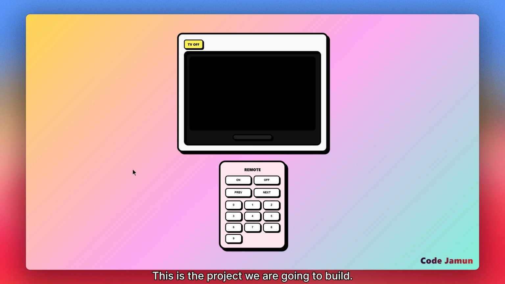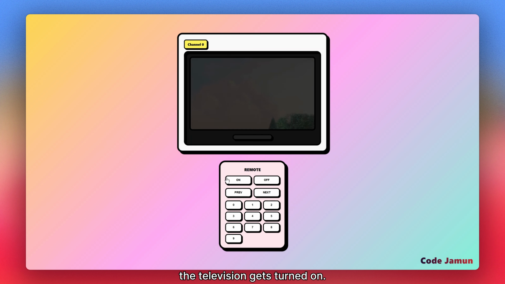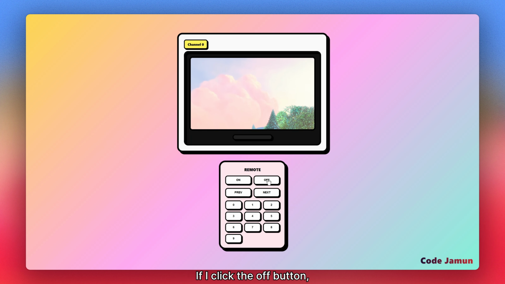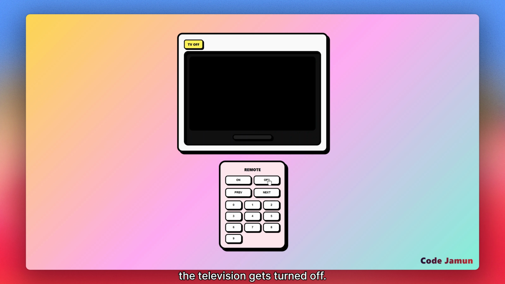This is the project we are going to build now. You can see there is a television over here and there is a remote control. If I click the on button, the television gets turned on. If I click the off button, the television gets turned off. I cannot select a channel when the television is turned off.